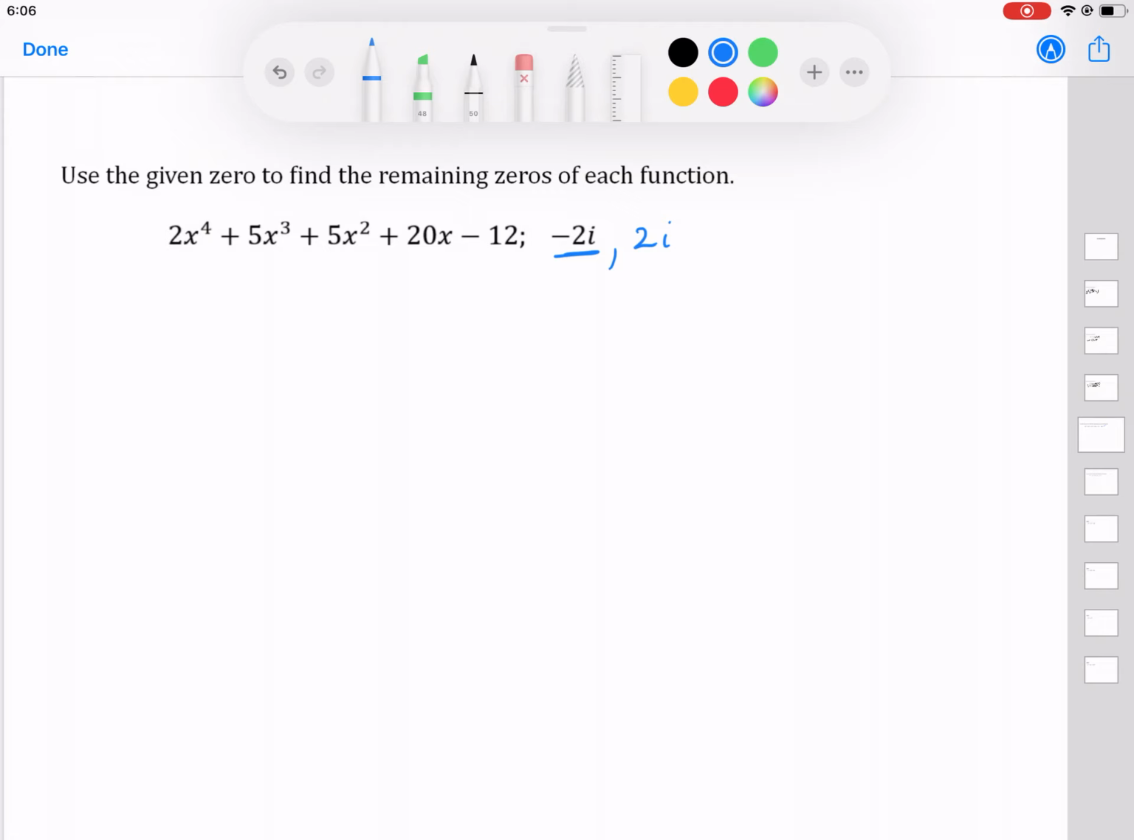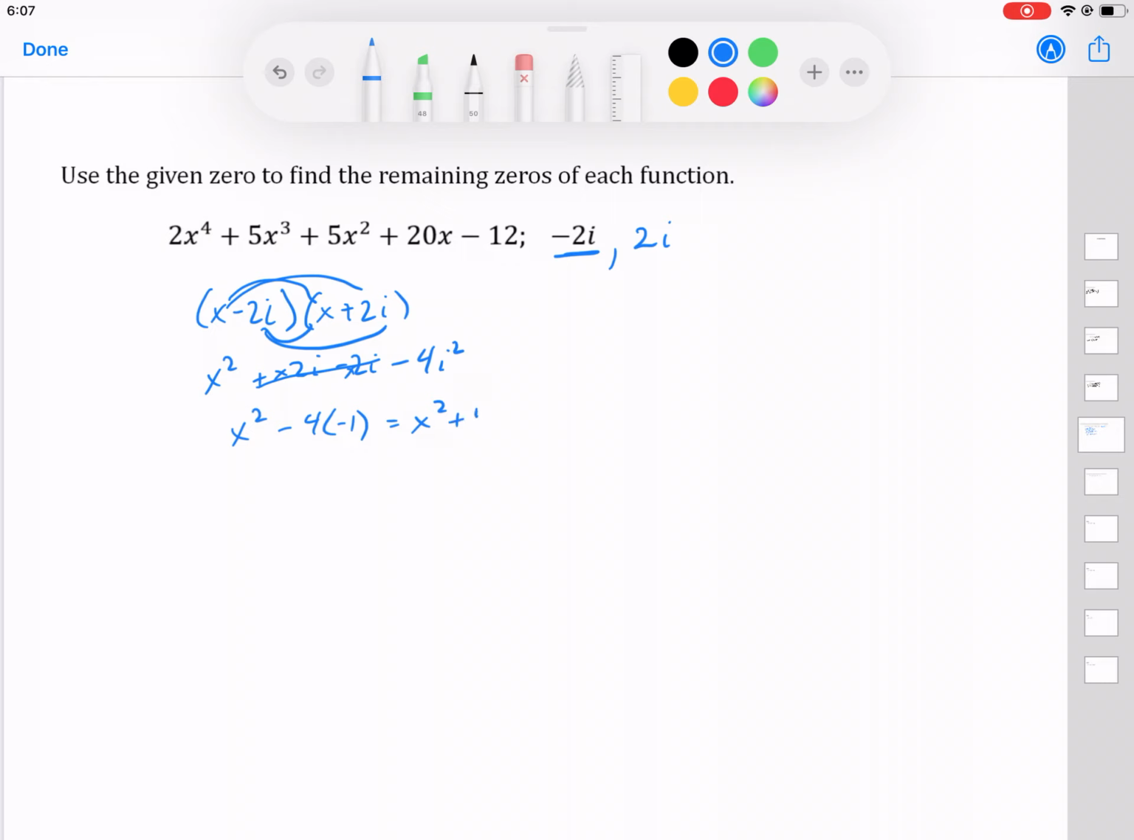Well, if negative 2i and positive 2i are zeros, that means for the positive 2i I'd have x minus 2i, and then for the negative 2i I'd have x plus 2i, right? So that would be how this would factor. If you distribute, you'd get x squared plus 2xi minus 2xi, and then minus 4i squared. Well, the middle terms will cancel, so you'll get x squared minus 4i squared. i squared is negative 1, so minus 4 times negative 1, which is just x squared plus 4.